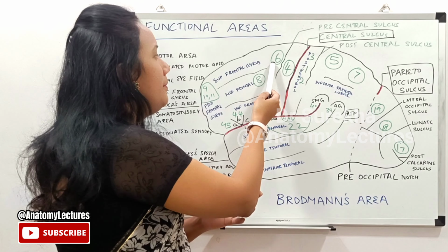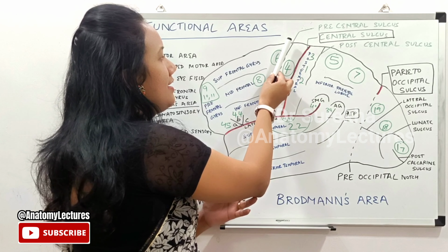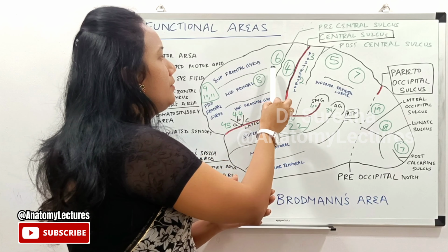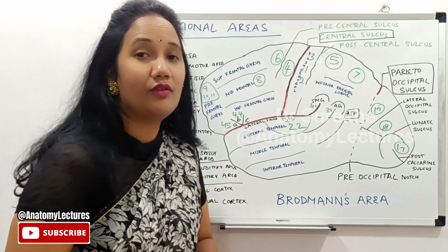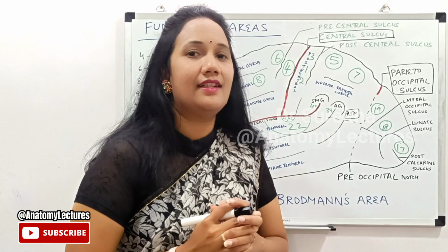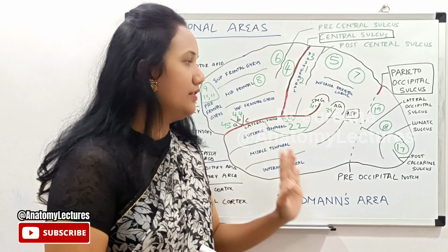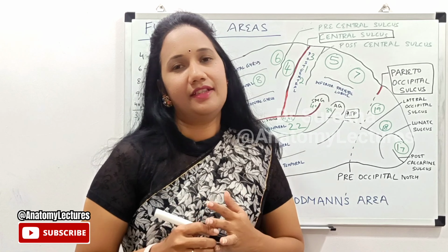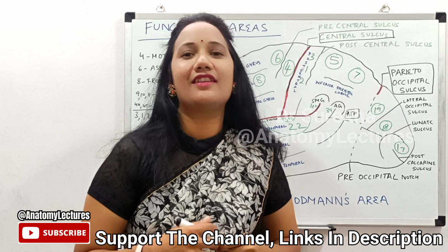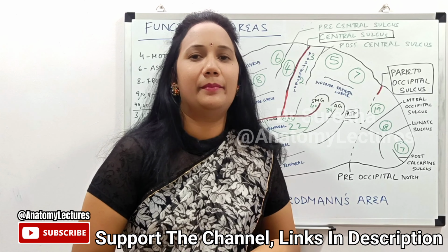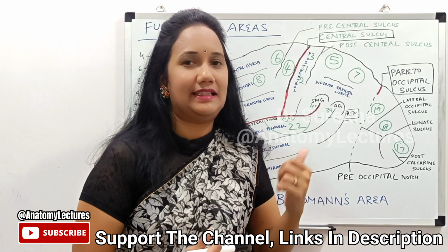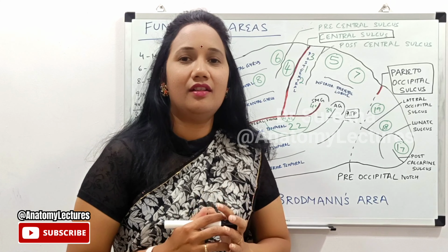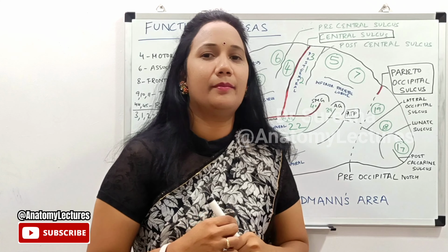Next is area number 6. In front of the precentral sulcus, in the posterior part of the superior frontal gyrus, you have area number 6. This is called the associated motor area. Overall, in the cerebral hemisphere, we have motor areas, sensory areas and association areas. This associated motor area is the area from which all the extrapyramidal tract fibers will begin. You won't have the giant Betz cells in this area.